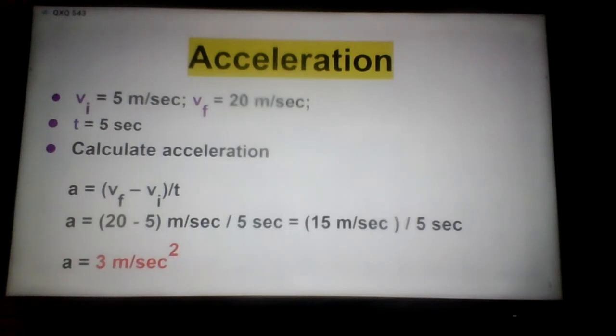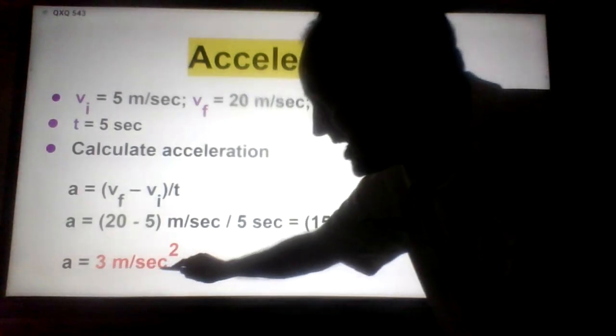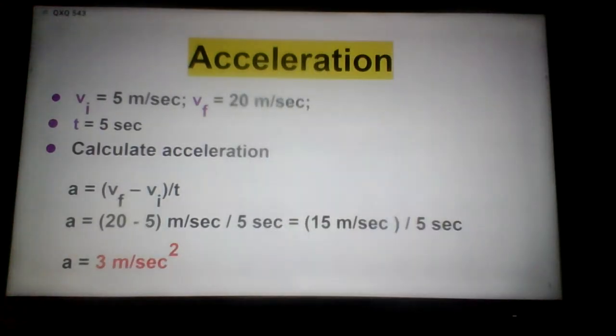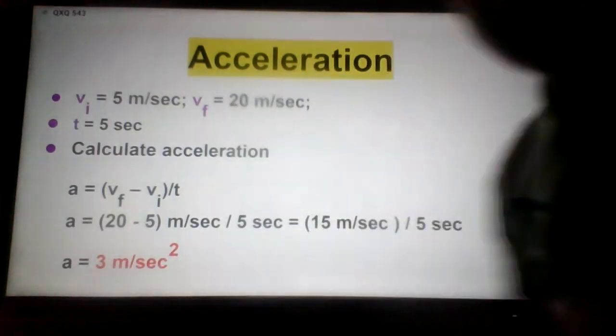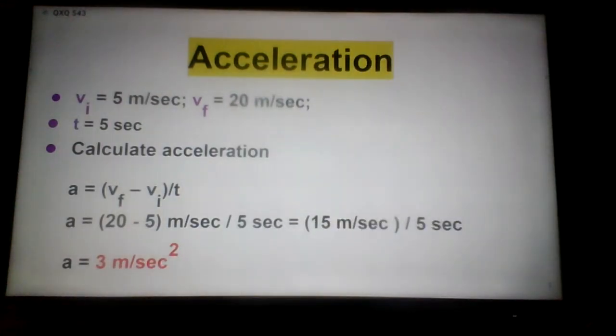What this means is that we are increasing our speed 3 meters per second for every second of time that we take to accelerate. So starting off at 5, after 1 second, we're now at, add 3, that's 8. After 2 seconds, 11. 3 seconds, 14. 4 seconds, 17. And 5 seconds, we've hit 20 meters per second. We're increasing our speed 3 meters per second for every second of time. Ready?